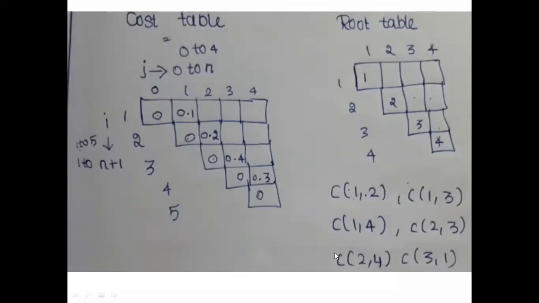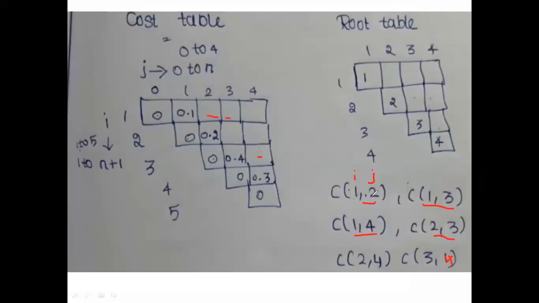So I am writing here these values we are going to find: C of 1, 2, C of 1, 3, C of 1, 4, C of 2, 3, C of 2, 4, and C of 3, 4. This is the i value and this is the j value. First you take the first one, C of 1, 2.